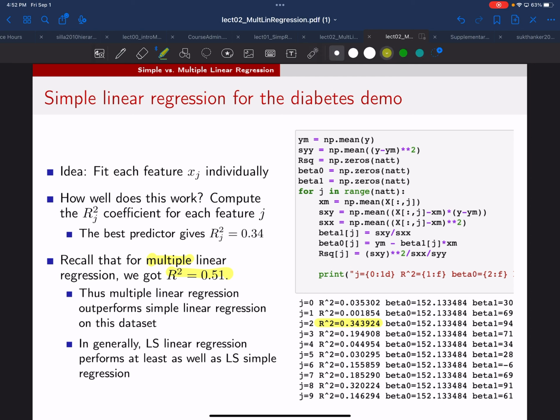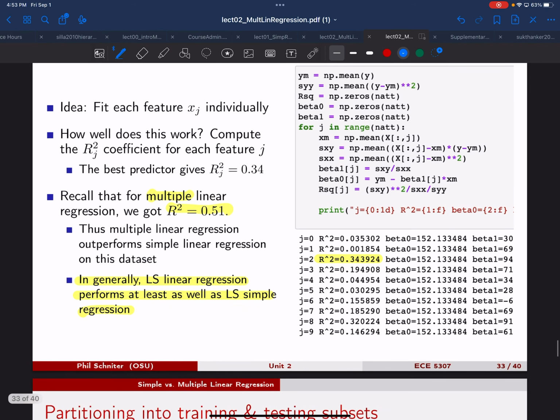Okay, so again, the moral of the story is, in general, least squares linear regression performs at least as well as least squares simple regression. And maybe I'll put the caveat here: to minimize training RSS. That has been our goal and our only goal this whole time.